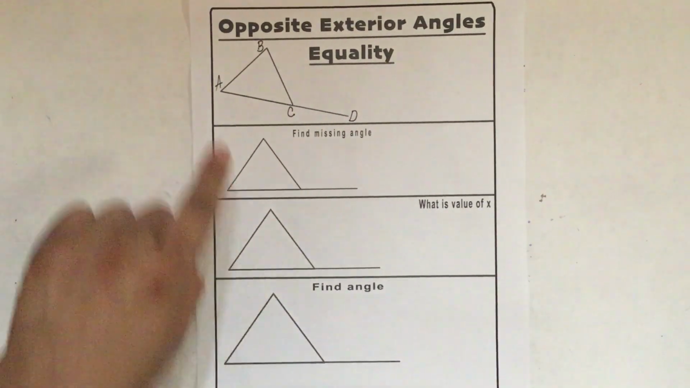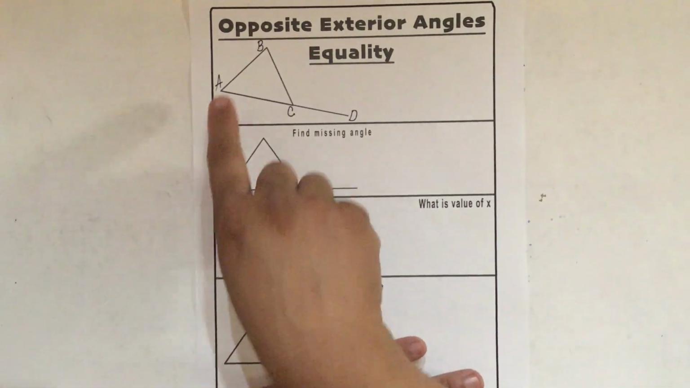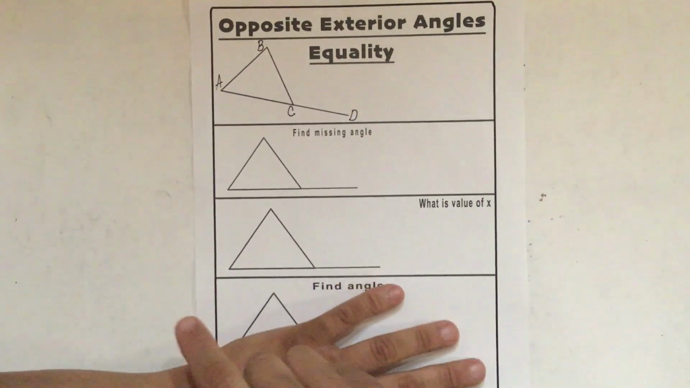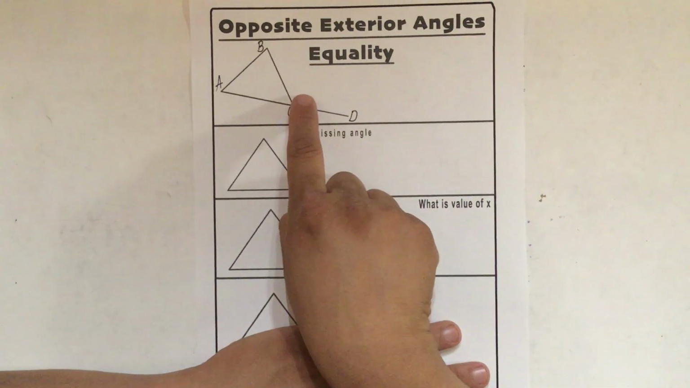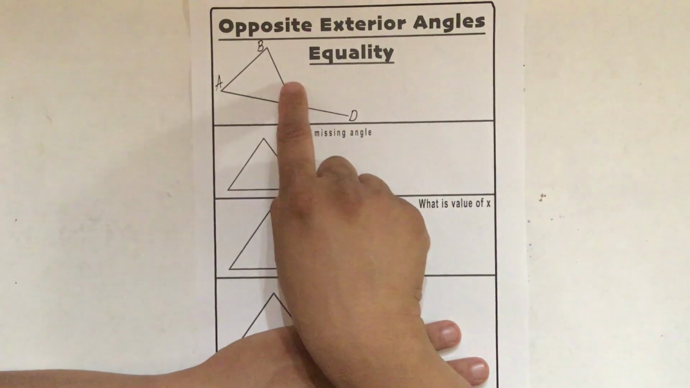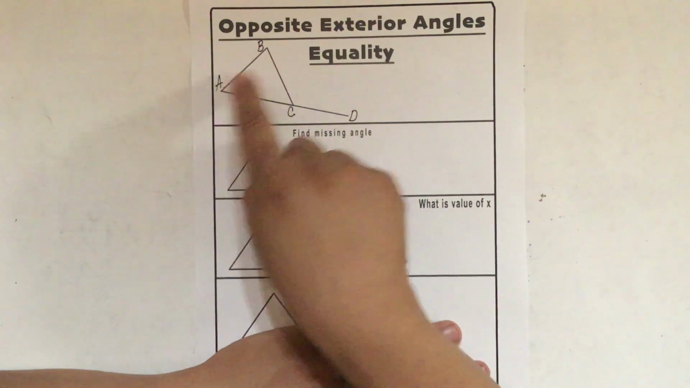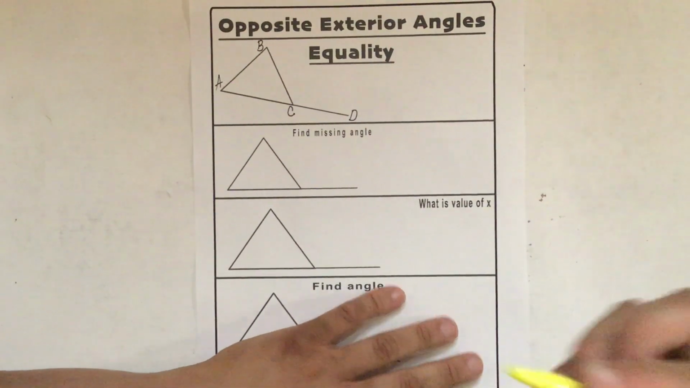It's interesting, when you extend, there's an equality that happens. Something becomes equal. These two interior angles on the opposite side of this outside angle, this is an exterior angle, when we add them, are equal to that exterior angle. So let's take a look here.